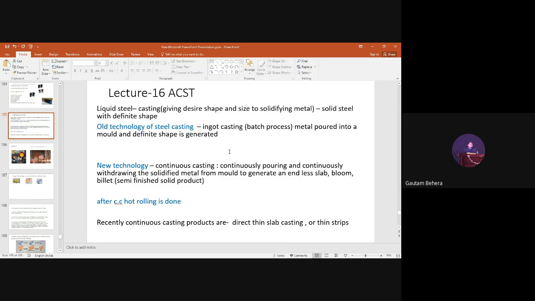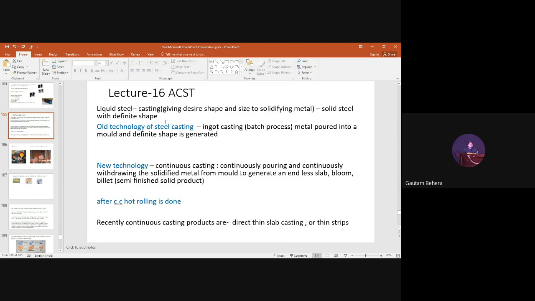And also we cannot use a liquid metal, basically we use solid metals and solid alloys. So you can see here, liquid steel casting gives desired shape and size to solidify metal. Then solid steel with definite shape is generated, which is used in service.